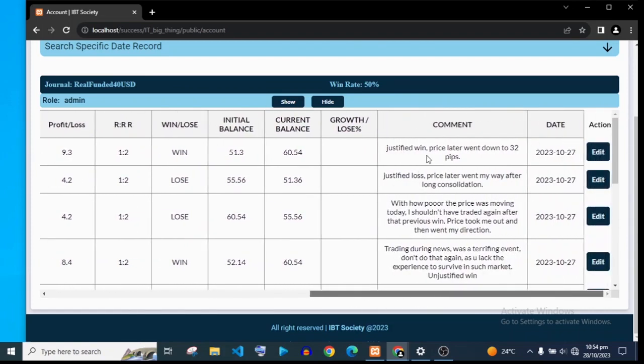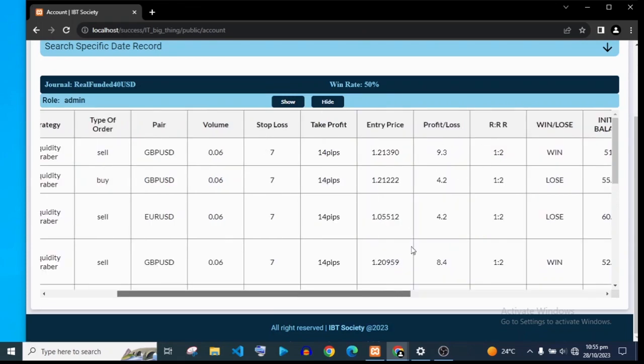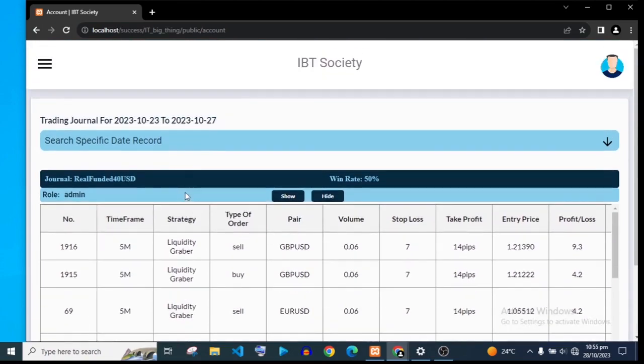And as you can see, from my projection I knew price was going to reach these 30 pips because that was where the next liquidity was residing. So just increasing my TP by 1 pip wasn't a problem for me at all. So I did it and everything went well. You see, a justified win. Price later went down to 32 pips. That's the journal for the week, and I hope you find this interesting.